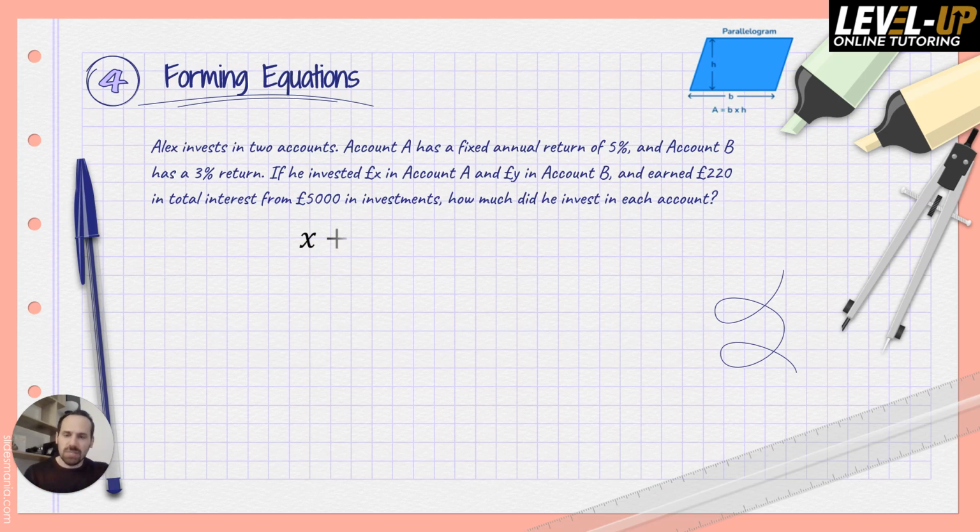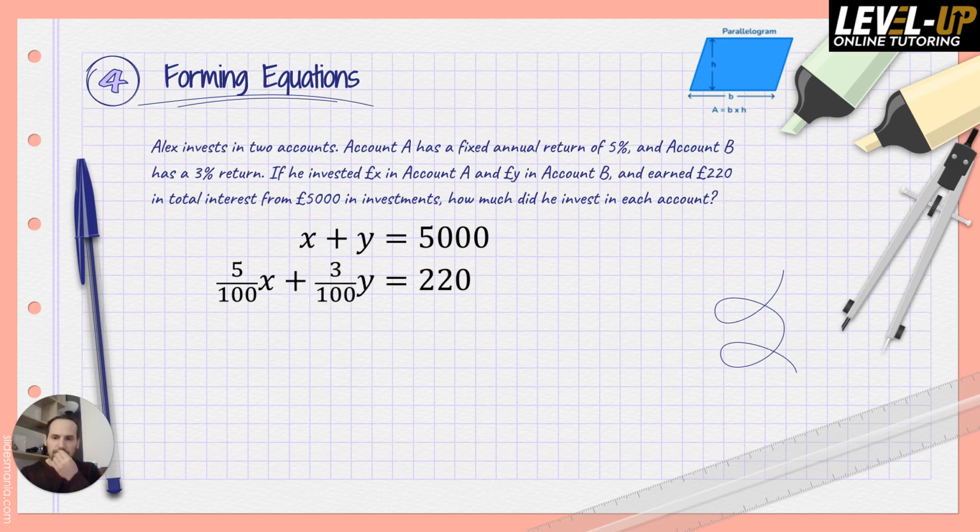So first of all, a simple one we can get is x plus y equals 5,000, because we were told that he invested a total of £5,000. So if you invested X amount in A and Y amount in B, X plus Y together must be 5,000. The second equation might be a bit trickier, because he got a total return of £220.